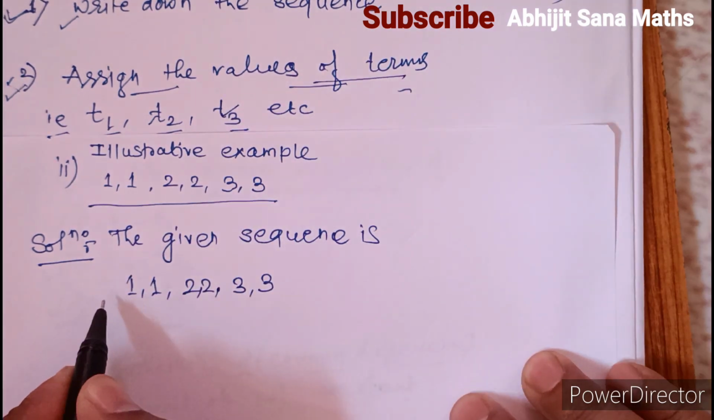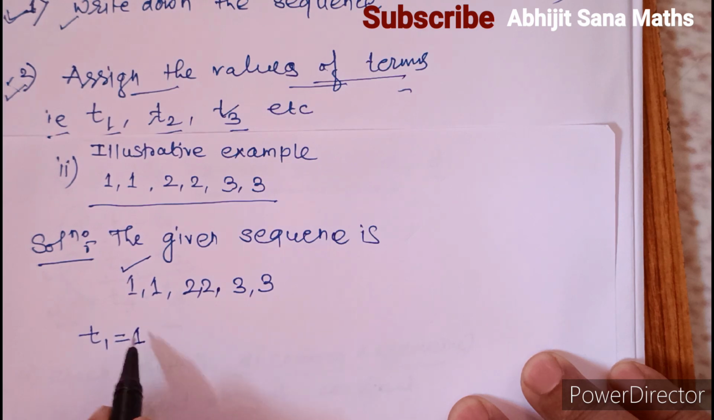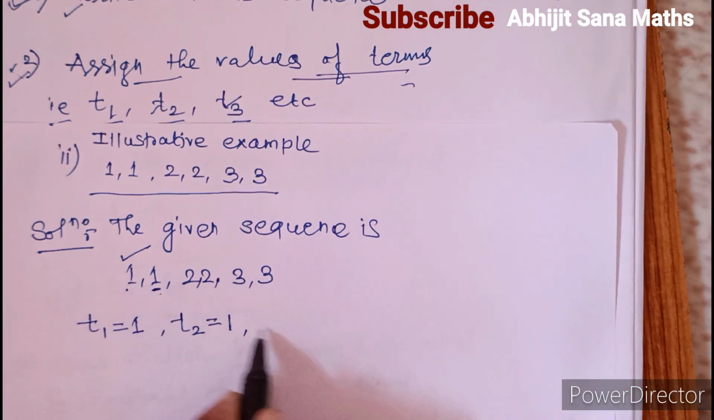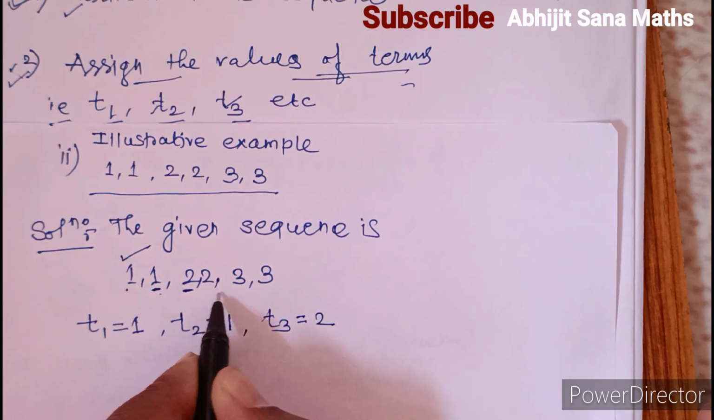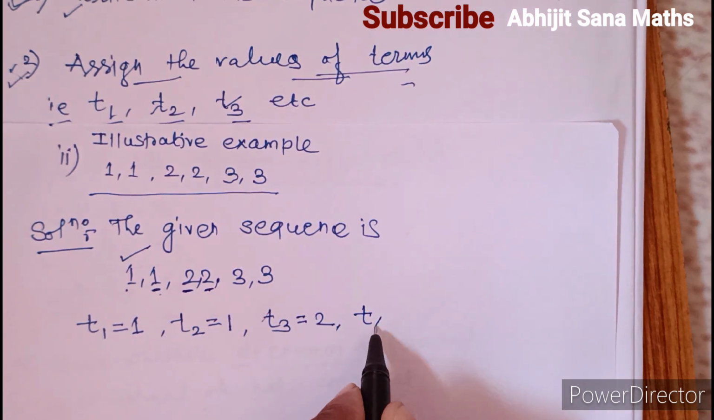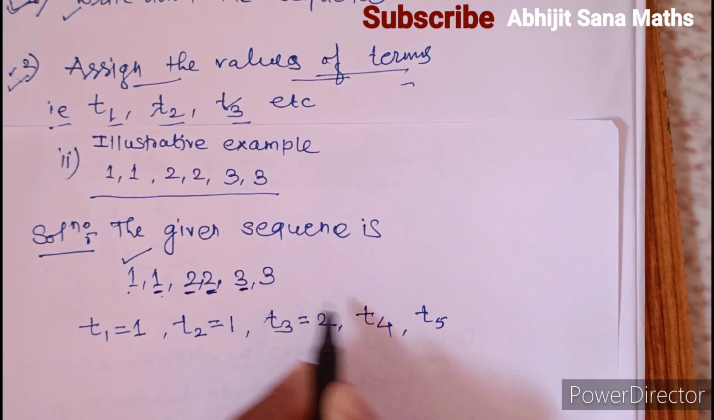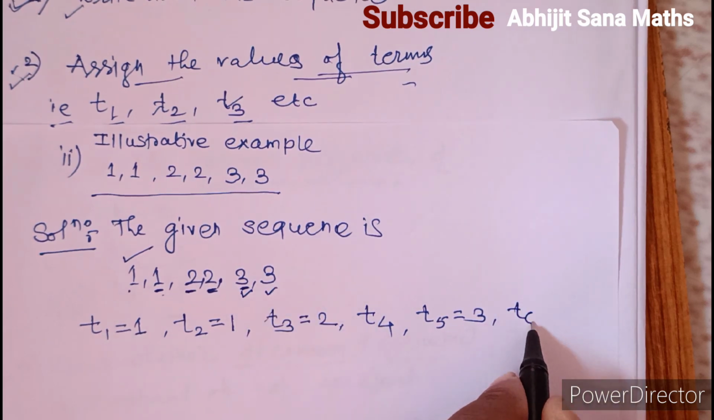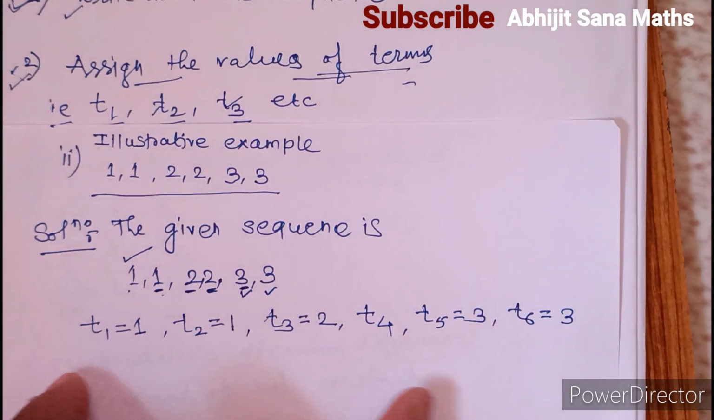So here assign the values of terms, that is T1 equals term 1, that is 1, and the second term, T2 equals also 1, and T3 equals 2, and T4 equals the fourth term, 2, T5 equals the fifth term, that is 3, and the sixth term, T6, is also 3. Means how many terms are here, write down here.